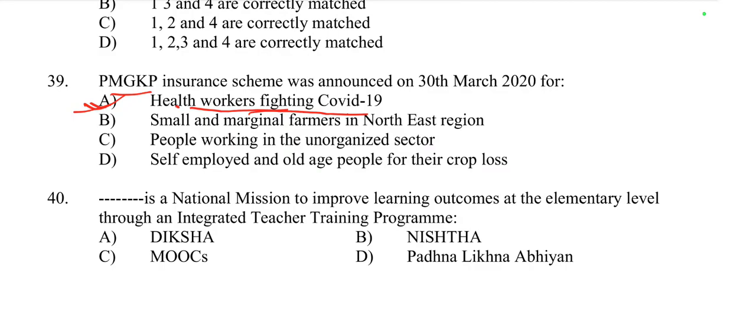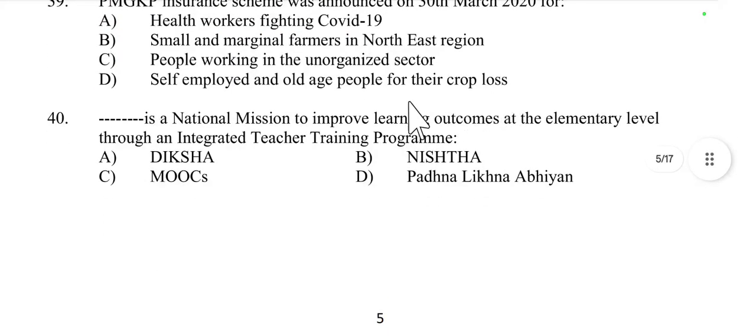So this scheme provided an insurance cover up to 50 lakhs to health workers, including doctors, nurses and other medical professionals who were engaged in the fight against COVID-19. So it is related with COVID-19. So option A is right. Then question number 40, today's last question. It is a national mission to improve outcomes at the elementary level through an integrated teacher training program.